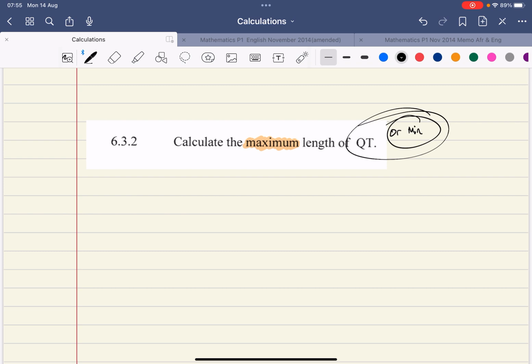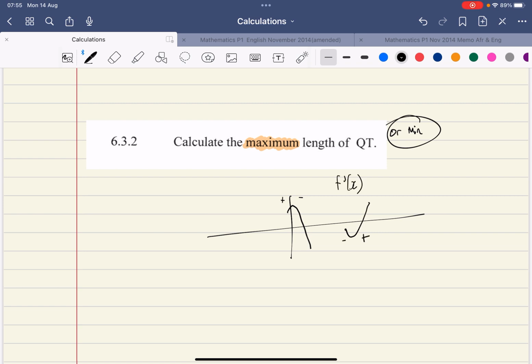And we can either find a local minimum or a local maximum. Often we won't need to distinguish, because they'll tell us what we're finding. However, if you're not sure, if the derivative's function goes from positive to negative in gradient, you're finding a local maximum. If it goes from negative to positive, on the derivative's graph, you're finding a local minimum.